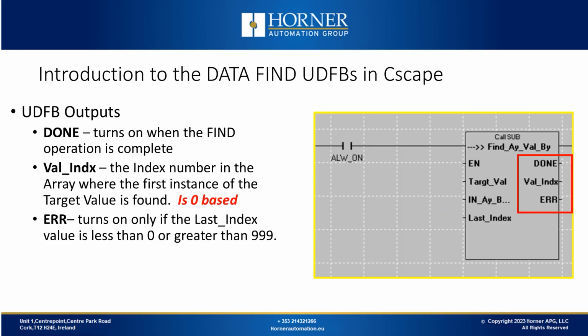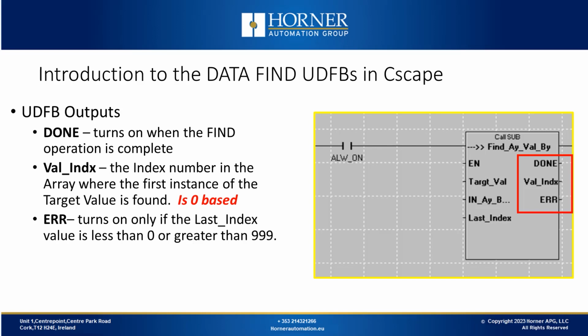Now we'll look at the outputs of the user-defined function block. Firstly, there's a Boolean output, which will turn on whenever the find operation is complete. Next, there's value index, so that's the index for the array for the value you're looking for. So if it turns out that the value you're looking for is in the very first location in the array, then that value index will come back with a 0. If it's in the 100th location in the array, it'll come back with a 99, because it's returning an index which is 0 based.